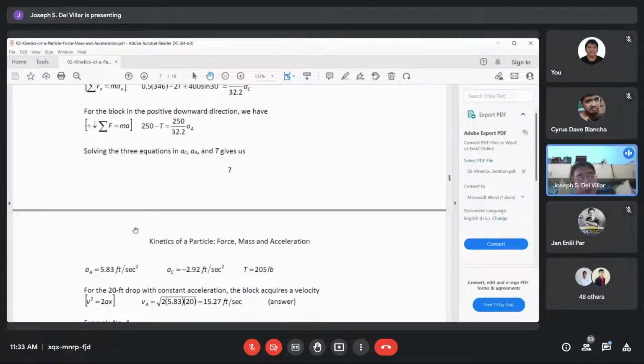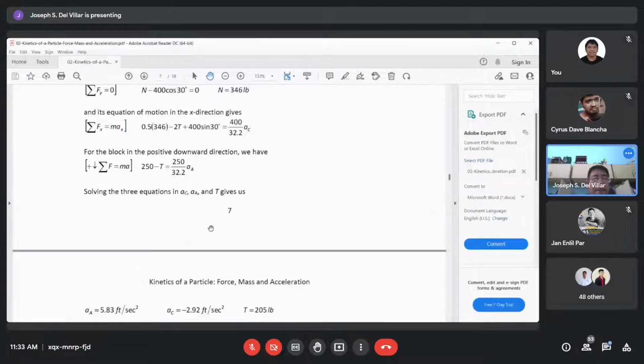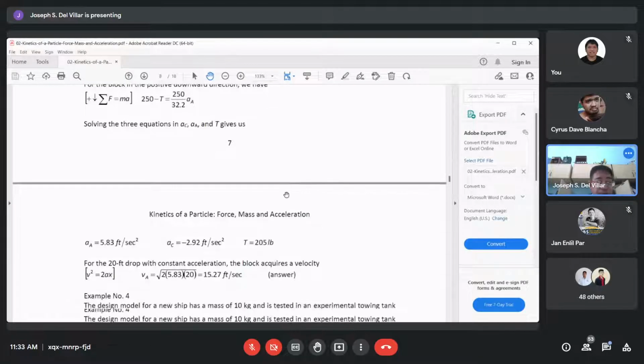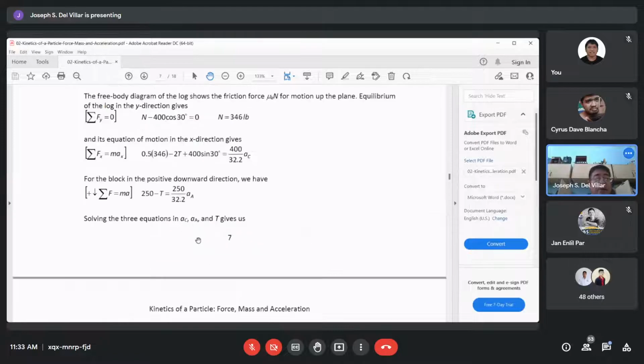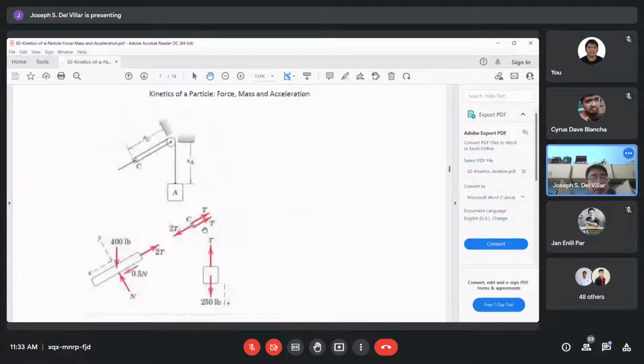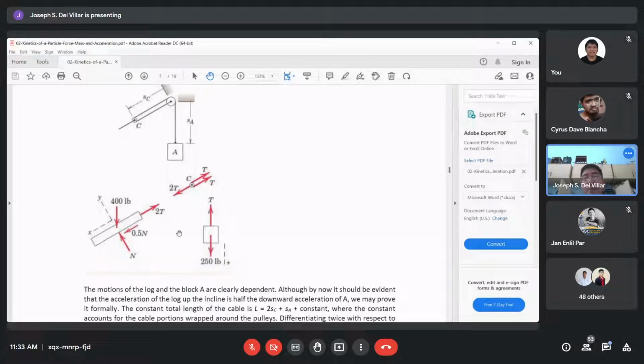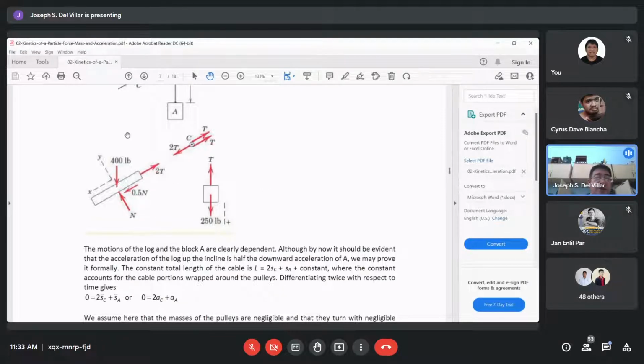So if you solve these two equations in the unknowns, actually the unknowns here are the acceleration at A, the acceleration at C, and the tension. So three unknowns. We have these values. The acceleration at point A is 5.83 feet per second squared. So you have to take note of this.